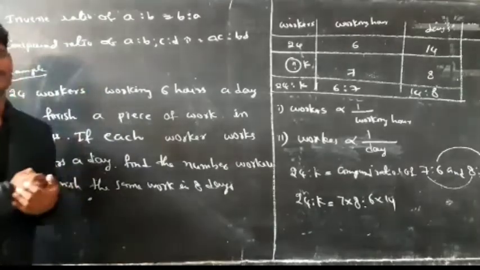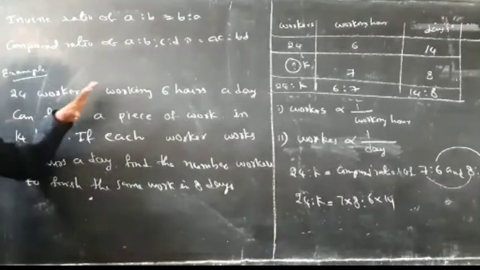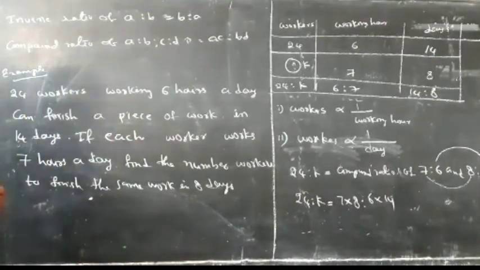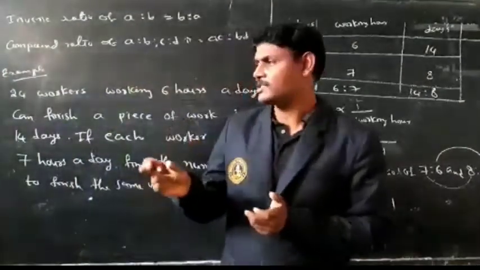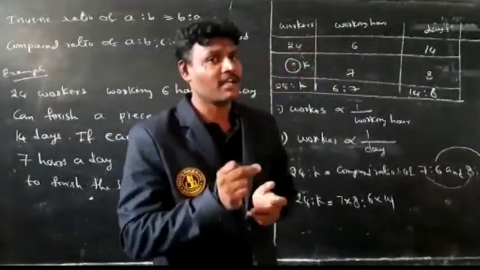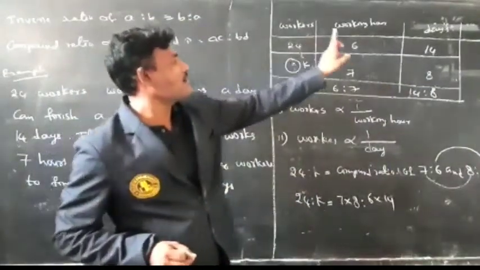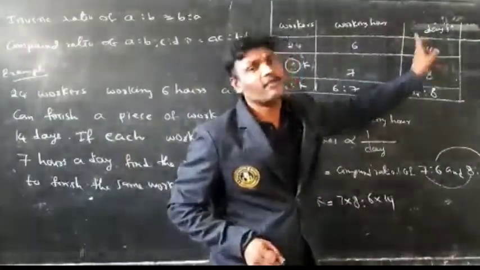Here is the first question in compound ratio. 24 workers working 6 hours a day can finish a piece of work in 14 days. So case 1. What is case 1? 24 workers working 6 hours per day. They can finish the work in 14 days.